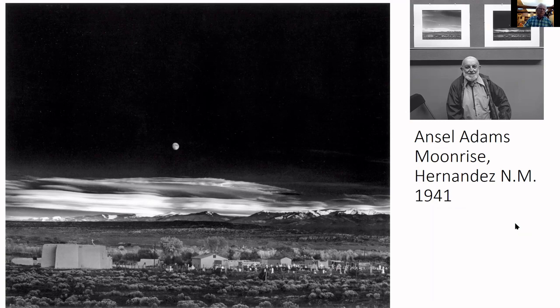And on the left is Moonrise, Hernandez, New Mexico, which is one of my favorite images in the world. A great story about that. He's driving along and he sees the moon coming over these clouds, and he jumps out, has to set up his view camera, can't find his light meter, has to guess at the exposure, takes one picture and then the light totally goes away. So everything depends on this one negative.